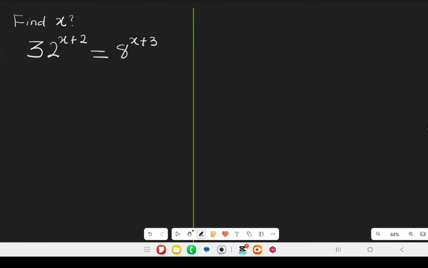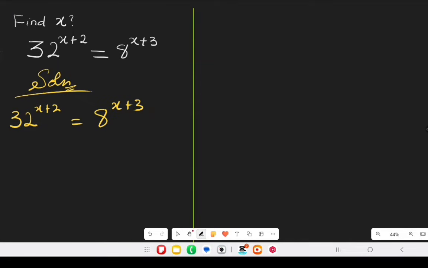And today I'm going to show you how to solve this exponential equation. It reads, find x. 32 raised to the power of x plus 2 equals 8 raised to the power of x plus 3. Solution: 32 raised to the power of x plus 2 equal to 8 raised to the power of x plus 3.